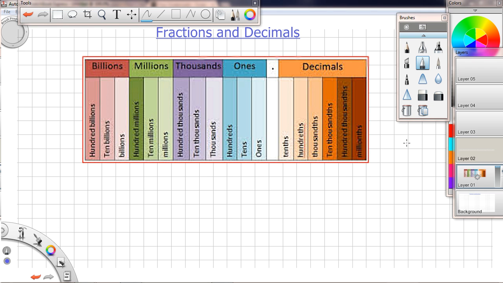All right, so we're going to pick up where we left off. In the last video, we learned how to convert fractions to decimals using division. Here, we're going to convert fractions to decimals using one of the basic ideas of place value.